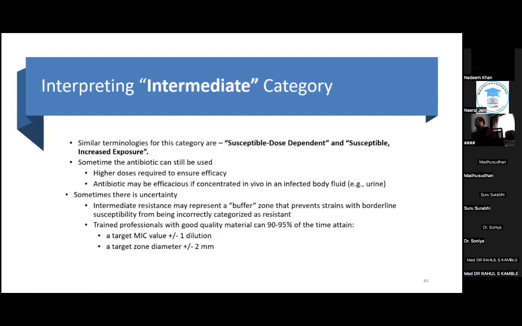So we have seen sensitive, intermediate, and resistant. The other terminology used in CLSI recently is susceptible, dose dependent, and in EUCAST it is susceptible, increased exposure. They are similar to the intermediate definition, but they have been proven by strong experimental studies that higher doses are required to ensure efficacy. Antibiotics may be efficacious if concentrated in vivo in an infective fluid.